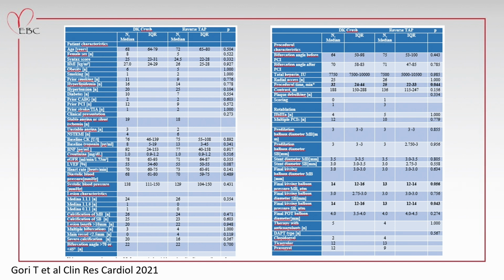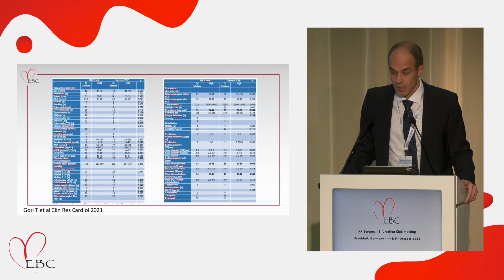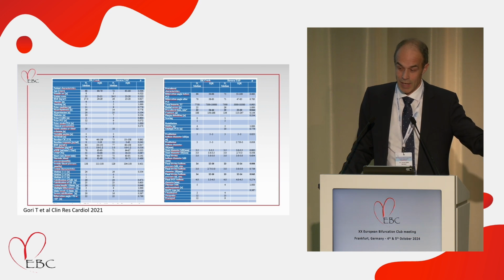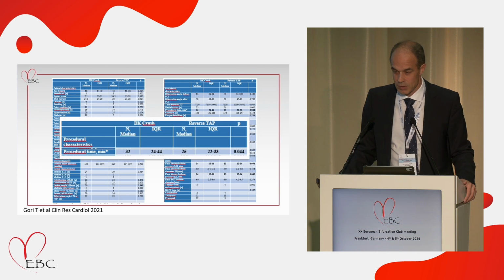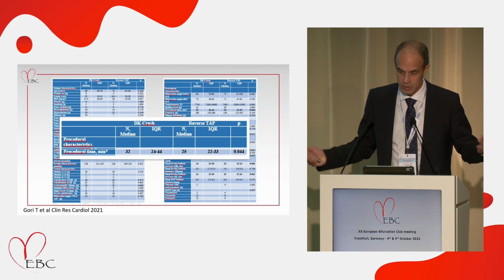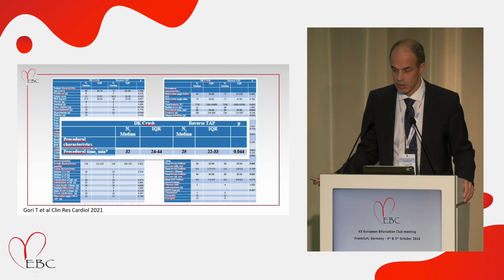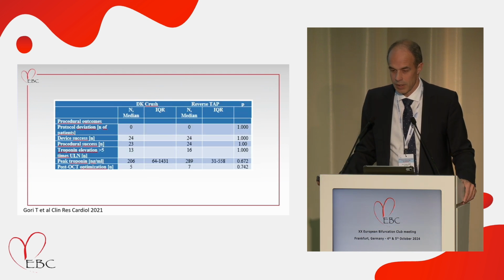It was a randomized design, except for two differences, which are very important. Down here, we actually used more pressure during the final kissing balloon in the DK Crush group. That should turn into an advantage for the DK Crush technique. And the other difference, which was hypothesized, is that the reverse TAP technique was much faster than the DK Crush technique because it also involved only one rewiring as compared to two rewirings.